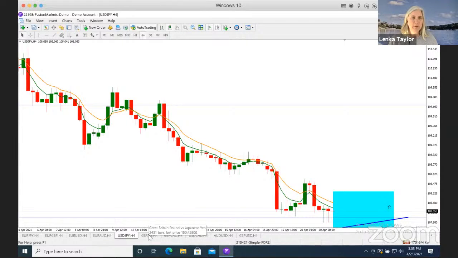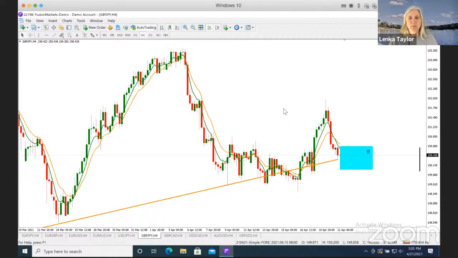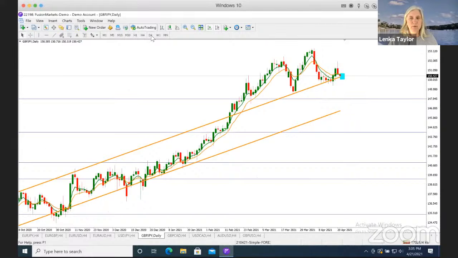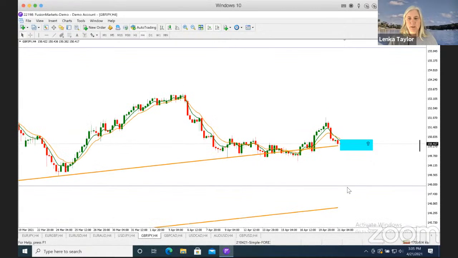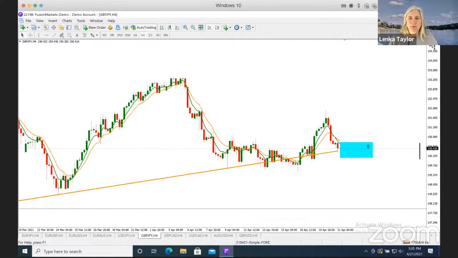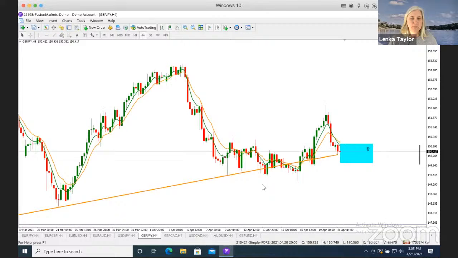Next currency pair I'm going to have a look at is Gbp Jpy. So with this one, I'm looking for a long off the top of the channel. So if there is any reversal at this point, if not, if it goes further down, then potentially at the horizontal or at the bottom of the channel. But at the moment, looking for a long opportunity on this one.